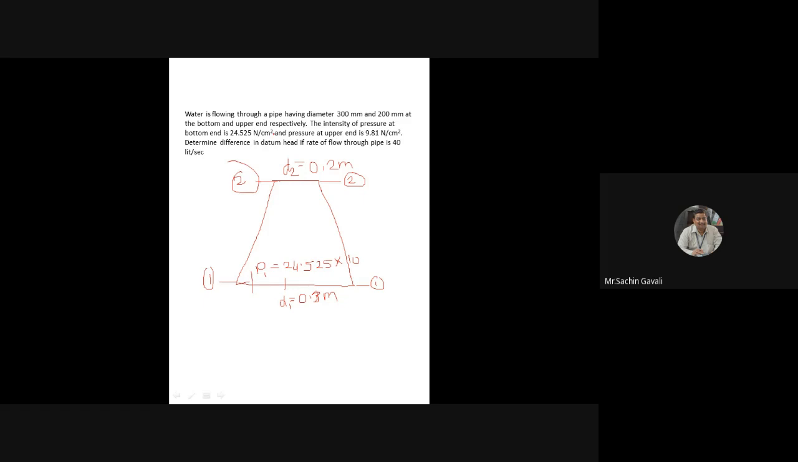And 10 raised to minus 4. Okay. And it will become, in the numerator, 10 raised to 4. And P1 and P2 is 9.81 into 10 raised to again plus 4 Newton per meter square. Determine the difference in the head, means what?